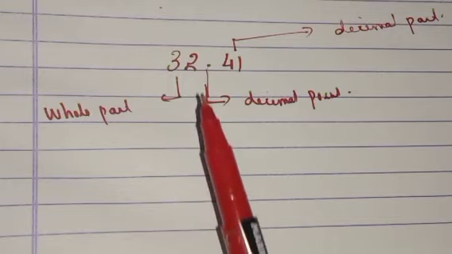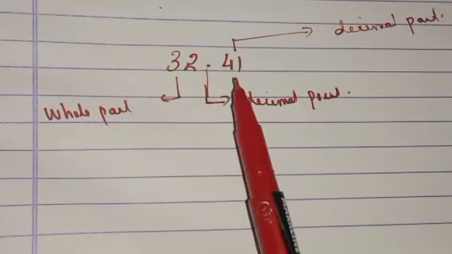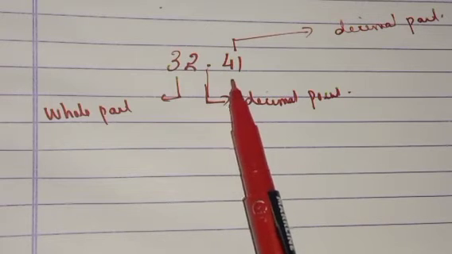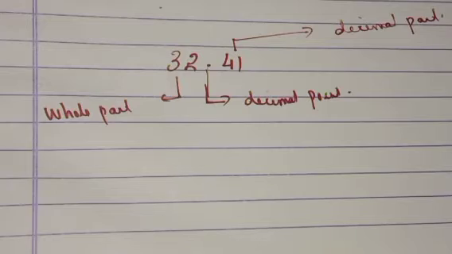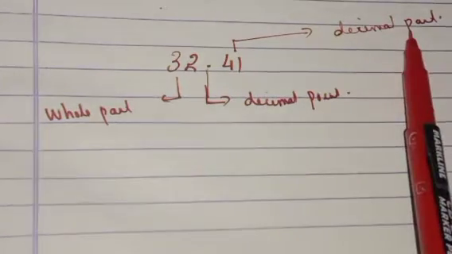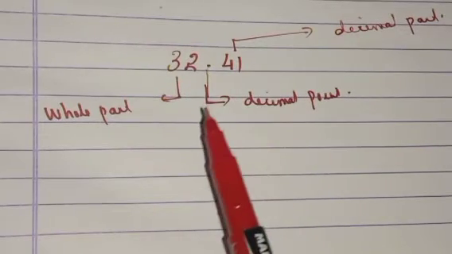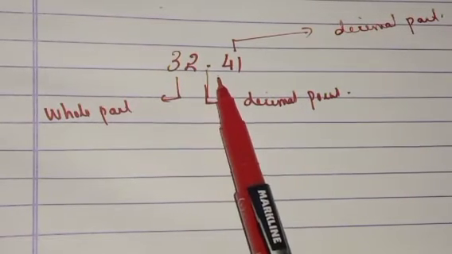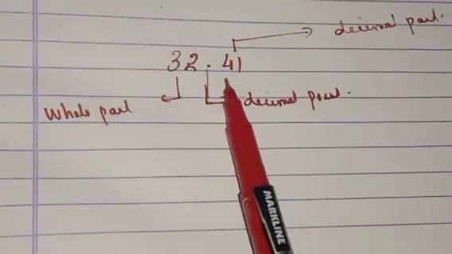Here it is 3 tens and 2 ones, and when writing the decimal part in words, it is 4 by 10 and 1 by 100. This is the decimal part. And when you read this number 32.41, don't read 41 as forty-one after the decimal point. We read only 4 and 1.